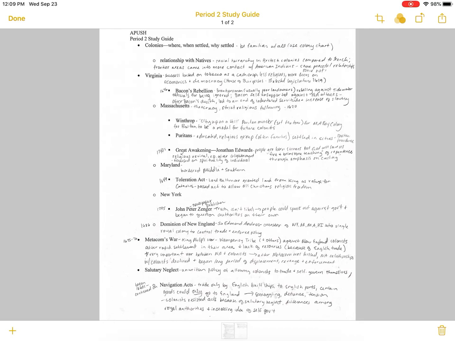The group of Puritans who mostly settled in these areas were pretty educated. They were a very religious group. They often came as families, as compared to in Virginia, where they would come as individuals. The Puritans often came as families, and they settled in cities, not necessarily in the frontier areas. So Boston and Providence were big cities that were being established by Puritan followings.